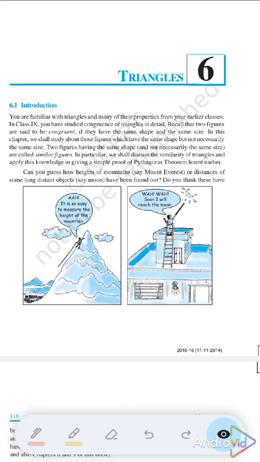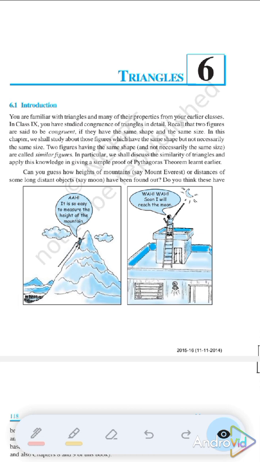Good morning students. Today in this video I will be discussing chapter 6 key concepts of class 10th NCERT CBSE syllabus. So the chapter I am going to discuss today is triangles. So let's see in detail.